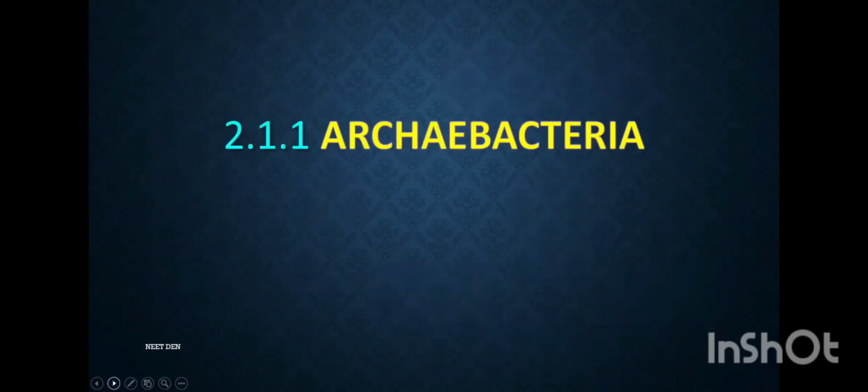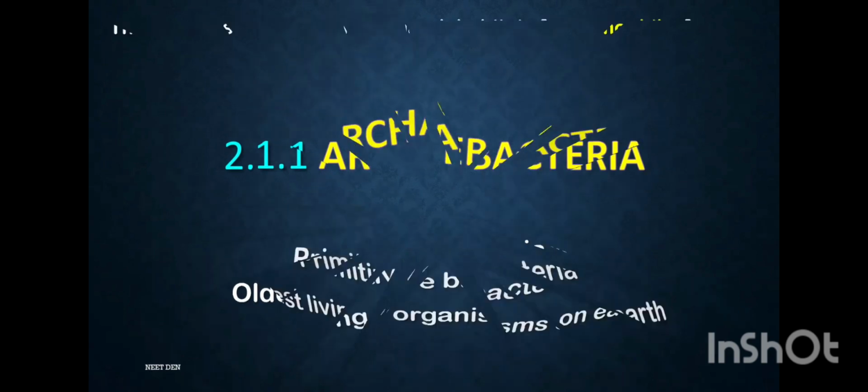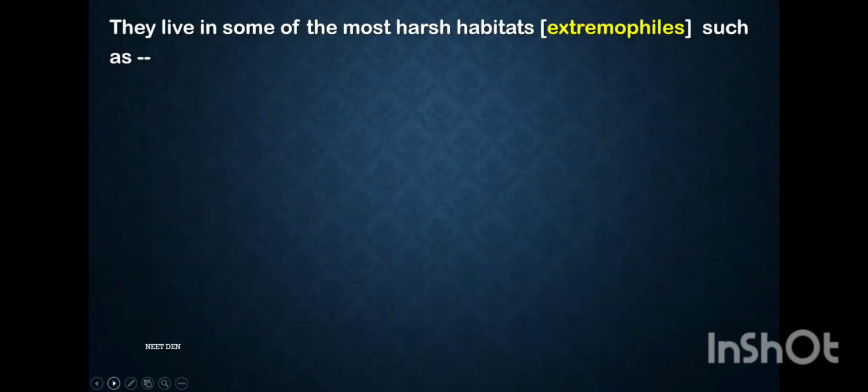So let us begin with the first type of Monera, the first domain, that is Archaebacteria. Now, Archaebacteria are the most primitive bacteria. They are considered to be the oldest living organisms on the earth. And they live in some of the most harsh habitats. We have already seen the hot springs and so on. They live in these harsh habitats where it is very difficult for other organisms to live, and hence they are also called extremophiles.